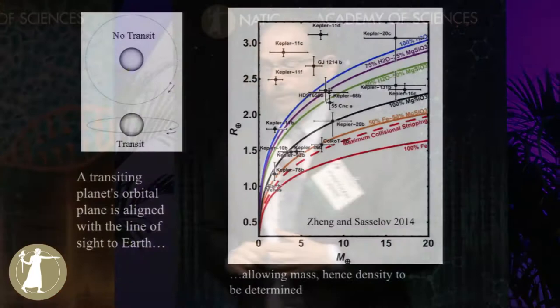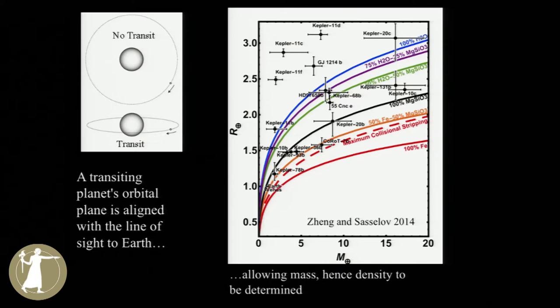But if the planet is transiting its star, as you see in the upper left, then you know that the orbit plane is nearly aligned with you, the observer. And that means that the mass that you derive from the radial velocity of the star, from the Doppler shift in the star's stellar lines, is the mass of the planet, and not the mass of the planet times the sine of the inclination.